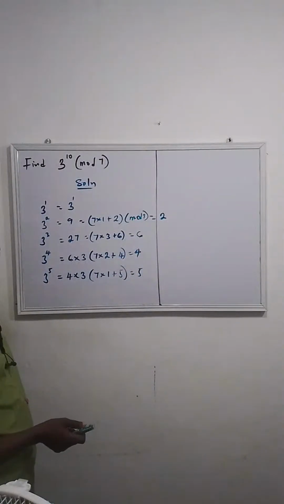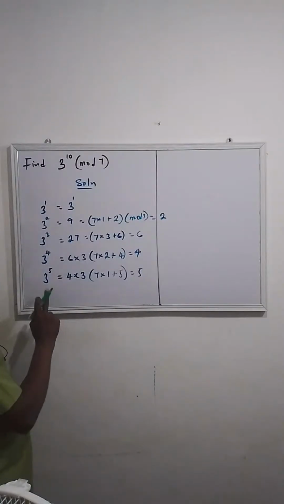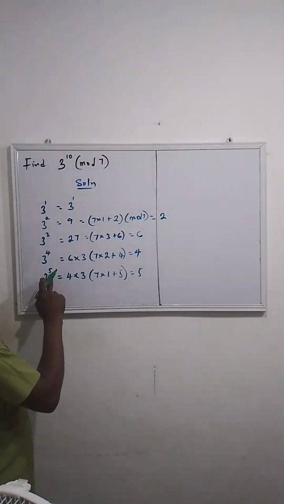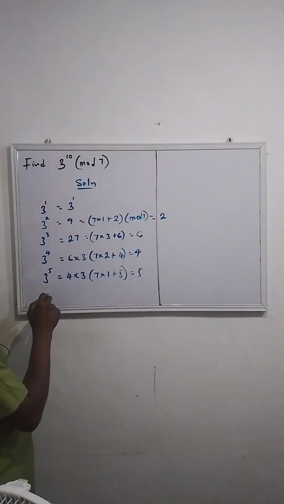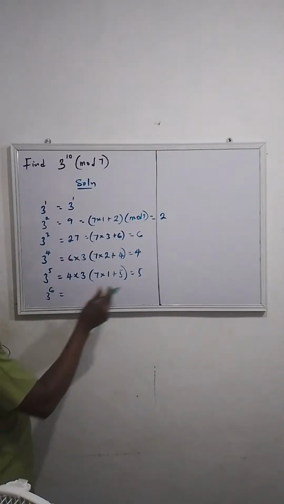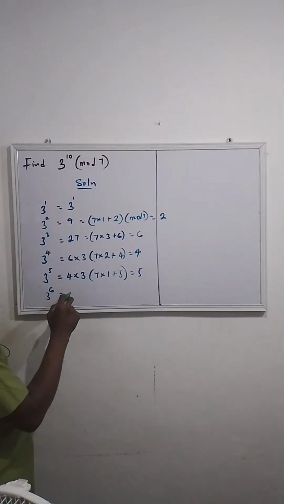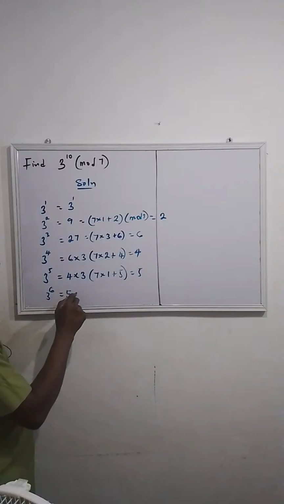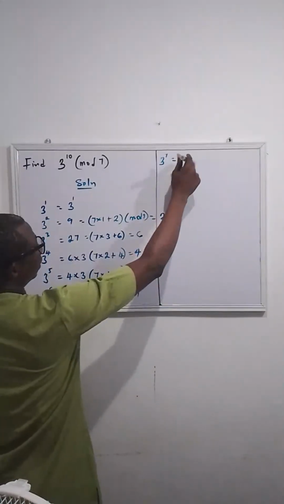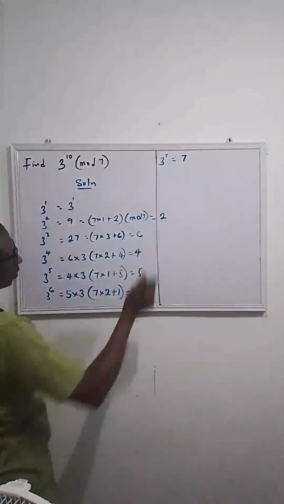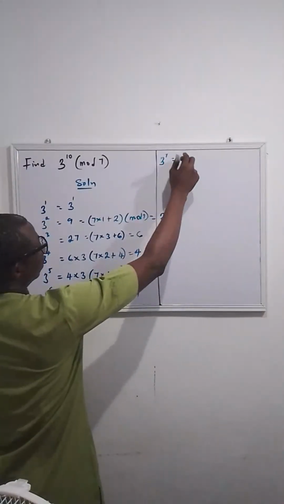Get that? And the next thing, I can increase this. That's going to be 3 raised to the power of 6. 3 raised to the power of 6 is the same thing as 5 times 3, because I'm multiplying both sides by 3.